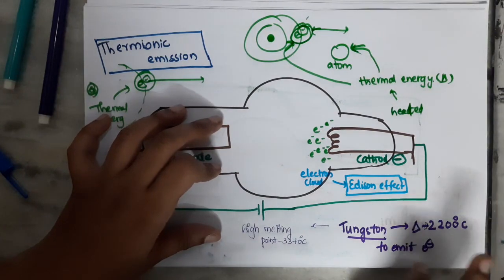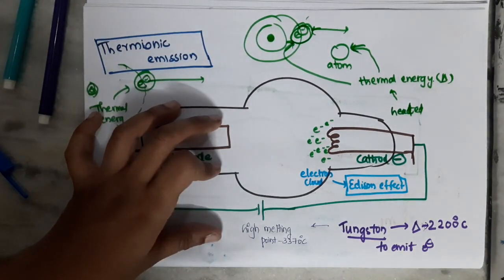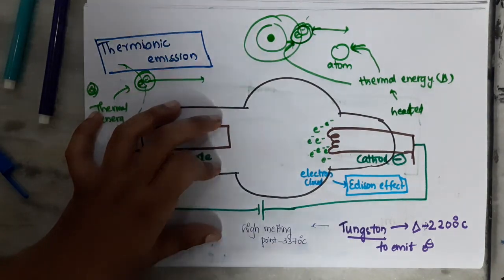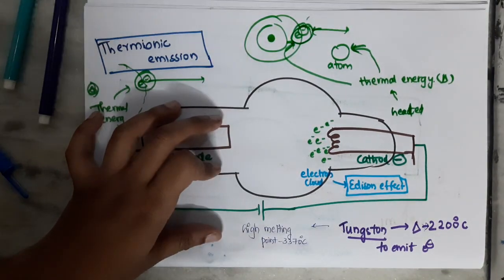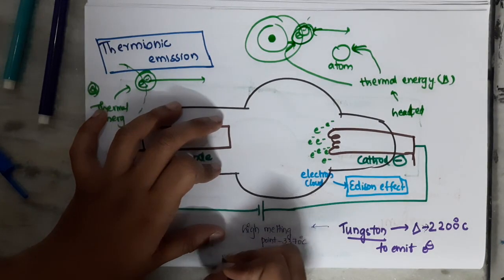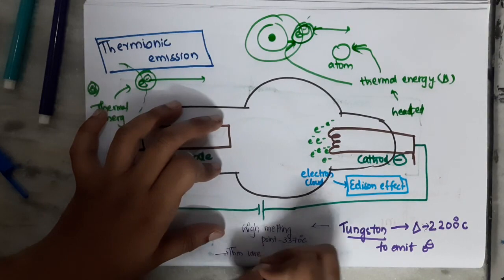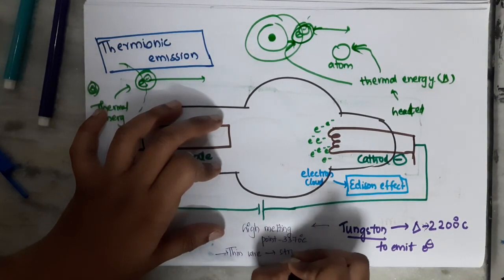At 2200 degrees Celsius, tungsten will not melt, because it requires an even higher temperature of around 3370 degrees to melt. Number two, because tungsten has a high melting point, it can be drawn or made into a thin wire, because it is very, very strong.